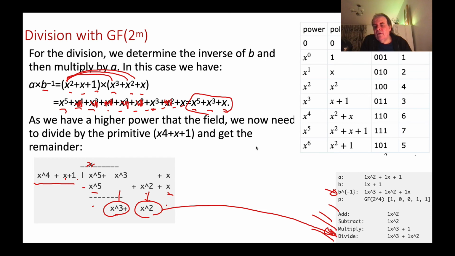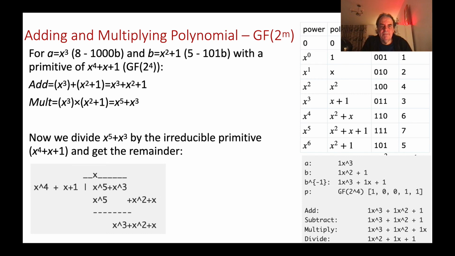So now let's look at another one where we will end up in the same way with a power greater than or equal to x to the power of 4 when we multiply. With this one, we'll take a as x cubed, which is 1 x to the 3, no x to the 2, no x to the 1, and no constant. So that will be x to the 3. And then we'll take b as x squared plus 1. And we'll take the same primitive, and we have a Galois field of 2 to the power of 4. So our add is quite easy. It becomes x cubed plus x squared plus 1. So that's that one correct there.